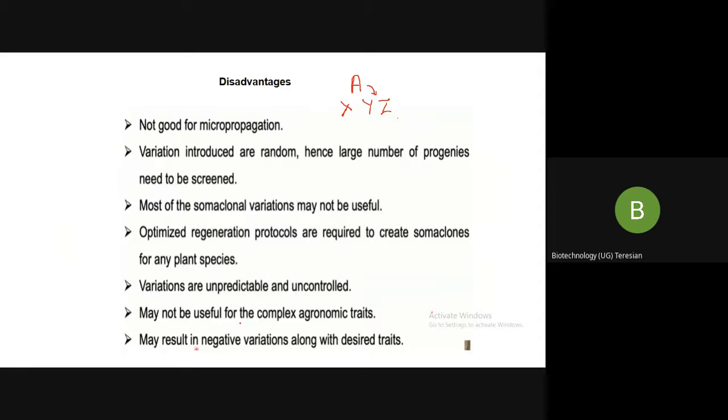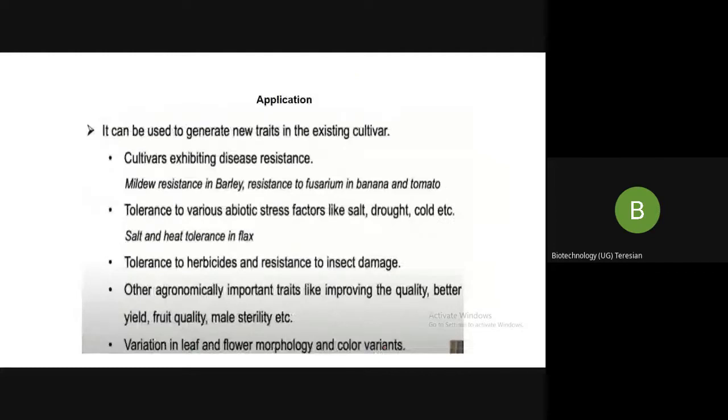It may not be useful for complex agronomic traits, and may result in negative variation along with the decided trait. So the decided trait is also there, and some negative variation is also there. Now what do you do with such a type of plant? It's quite difficult. So coming to the application part, it can be used to generate new traits in the existing cultivar.